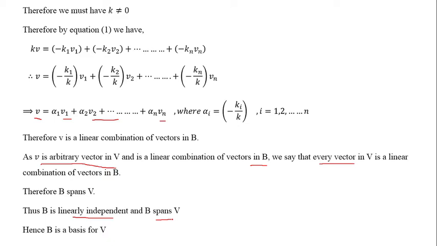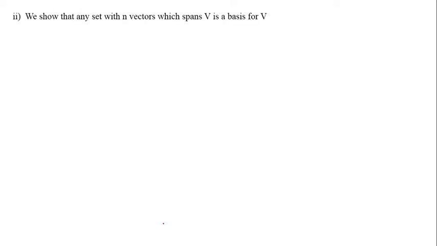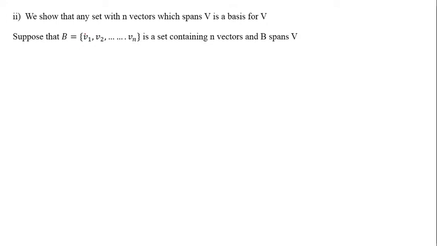So in this case, we assume that B is linearly independent, and we prove that B is a spanning set for V, and therefore B is a basis for vector space V. Secondly, we show that any set with n vectors under the condition that this set spans V is a basis for V. So for that, suppose that B contains n vectors p1, p2, etc. pn, and assume that B spans V.